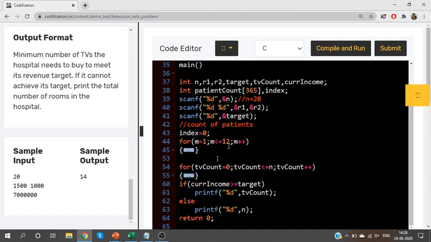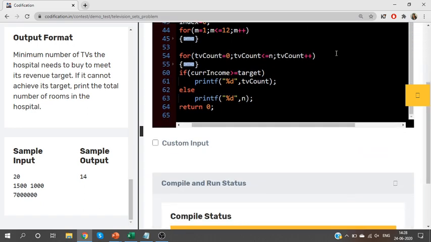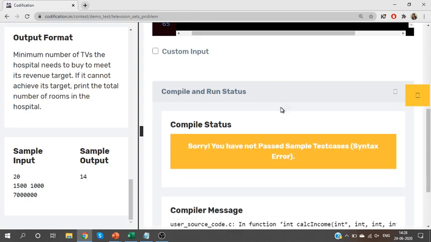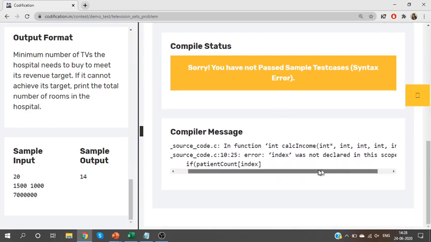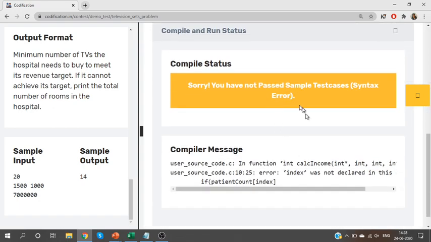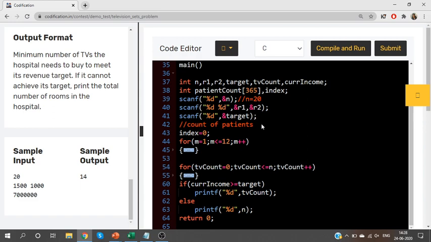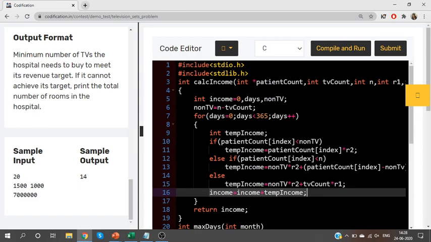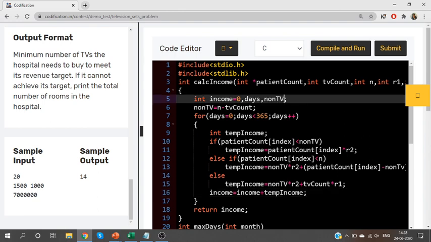Okay. So let me compile this for the sample case alone. See if we have any errors thrown here. Okay, index was not declared in the scope. I haven't declared index. In which function? In calculate income function. Yes. So in the function calculate income, we haven't declared the variable index. Yeah, my fault.